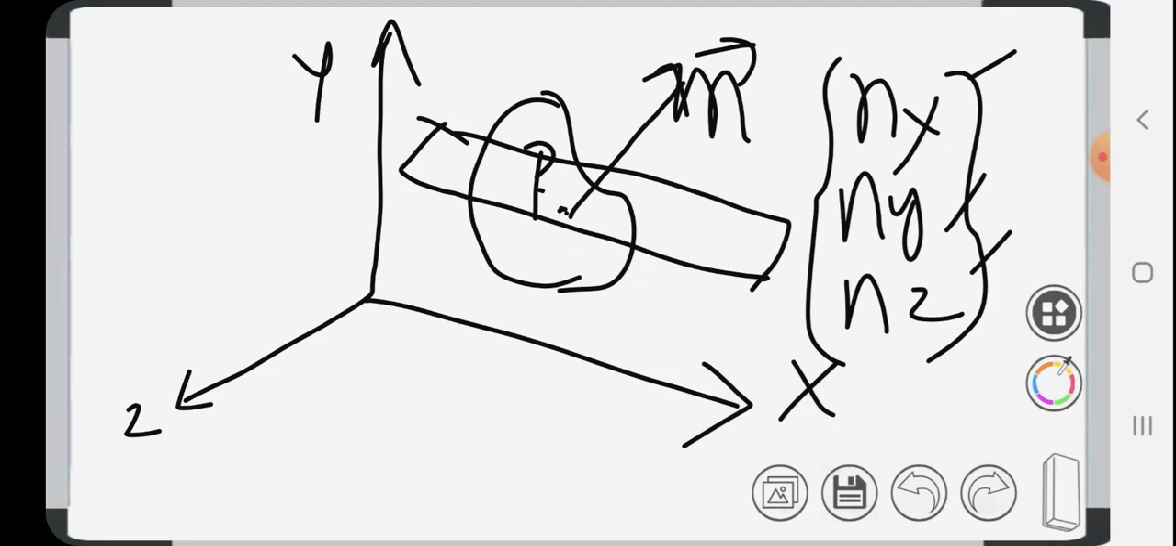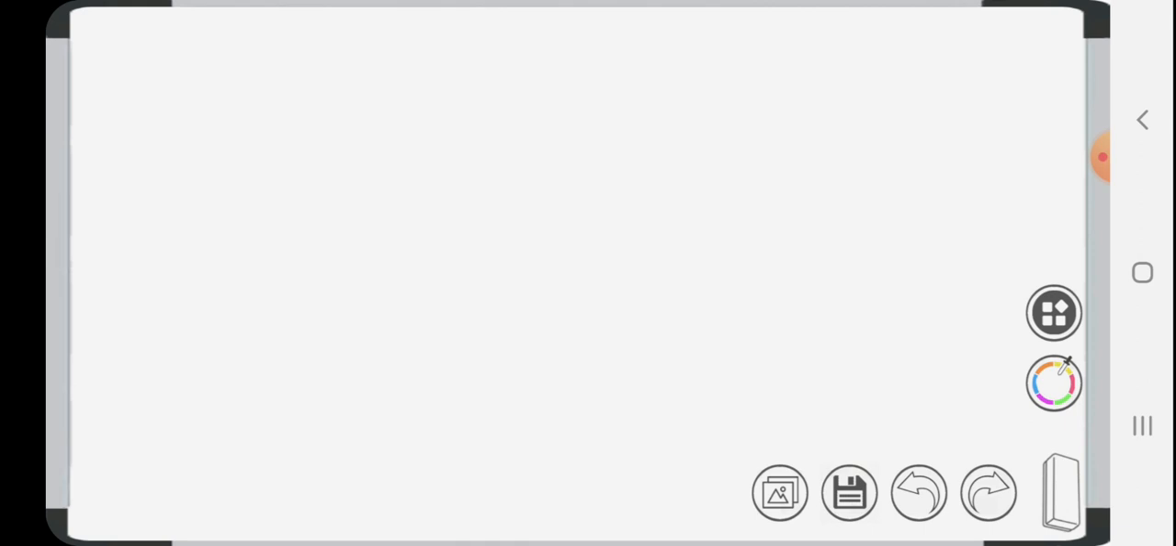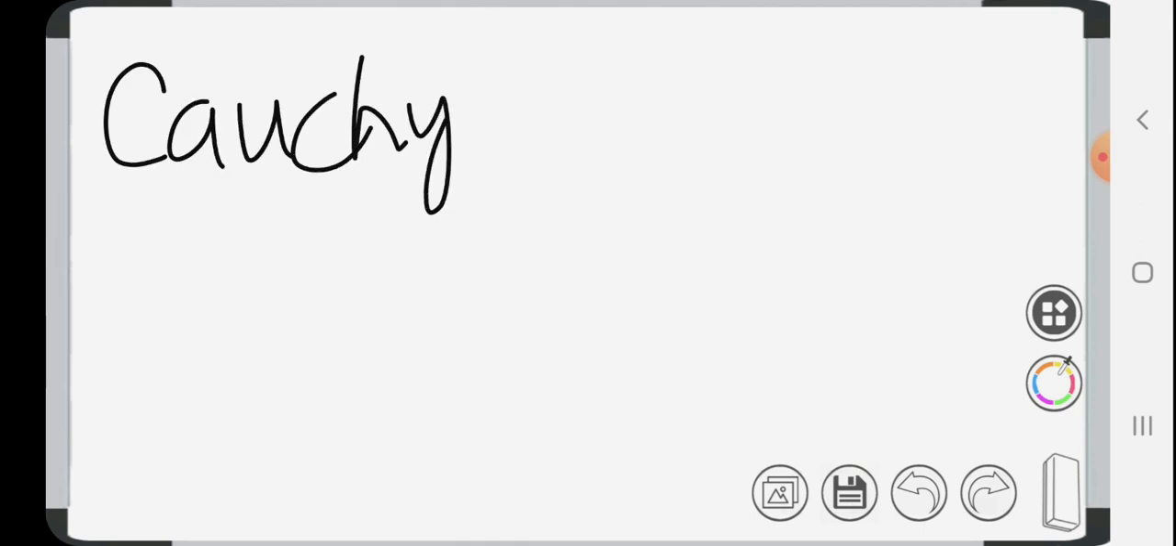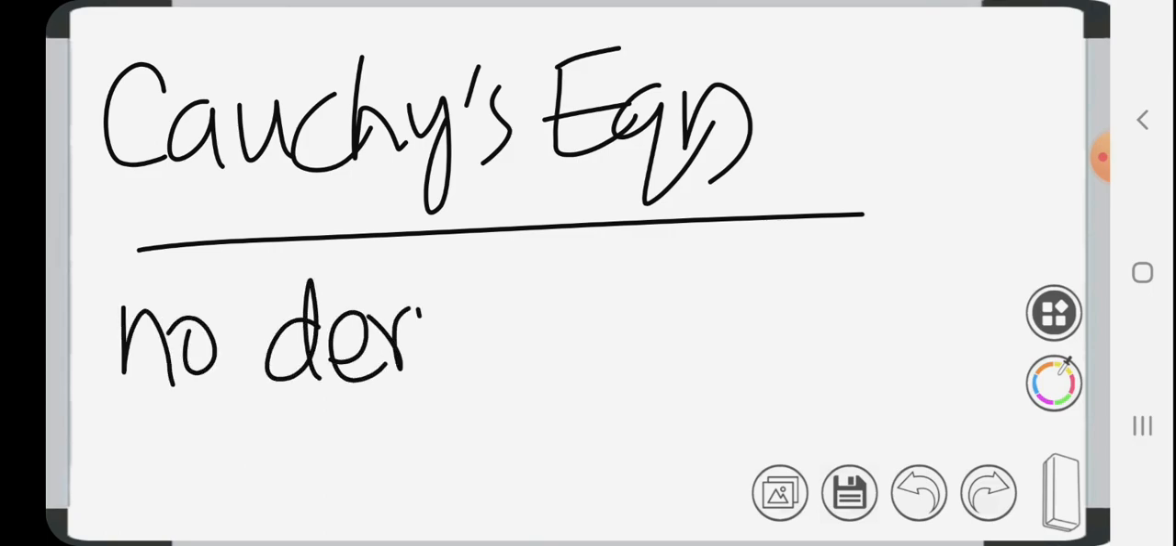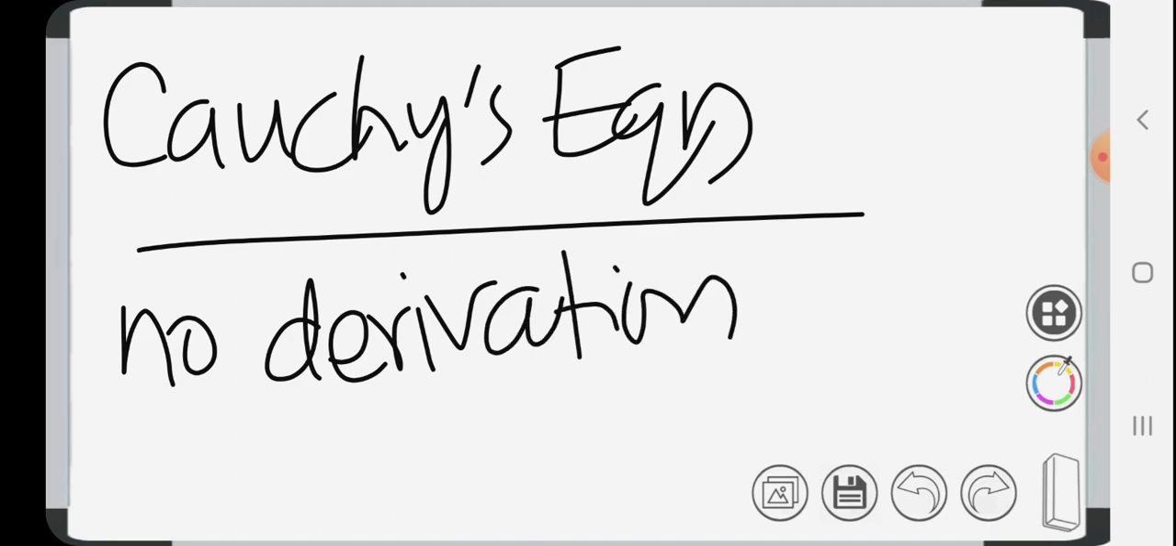So here you should apply Cauchy's equation, Cauchy's transformation. You don't have to worry about the derivation of the equation. No derivation required, because you will study the derivation in your higher classes, maybe in AMOS, Advanced Mechanics of Solids. So as of now, you don't worry about the derivation. No derivation required. Okay.